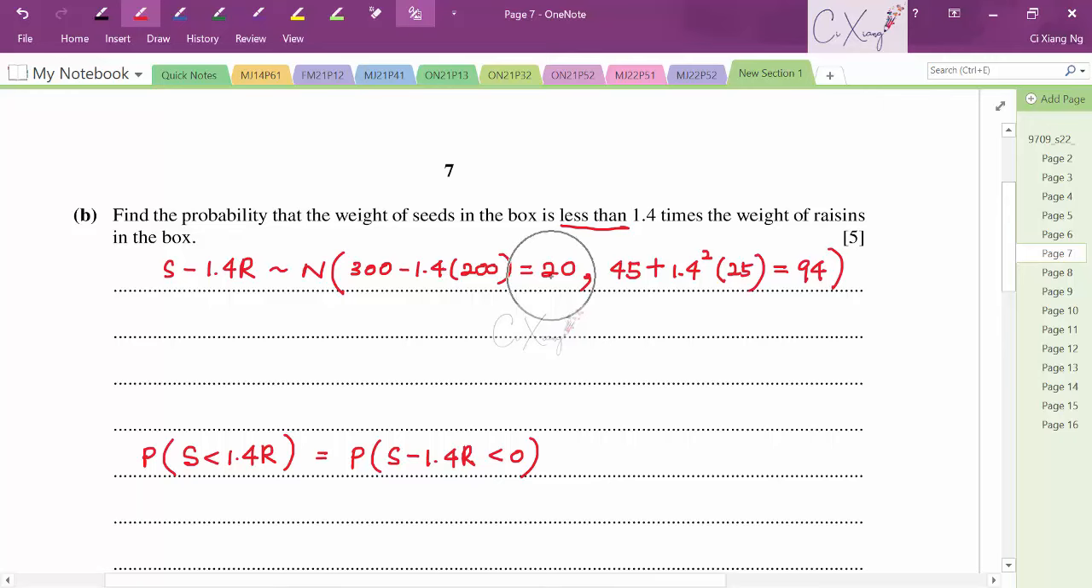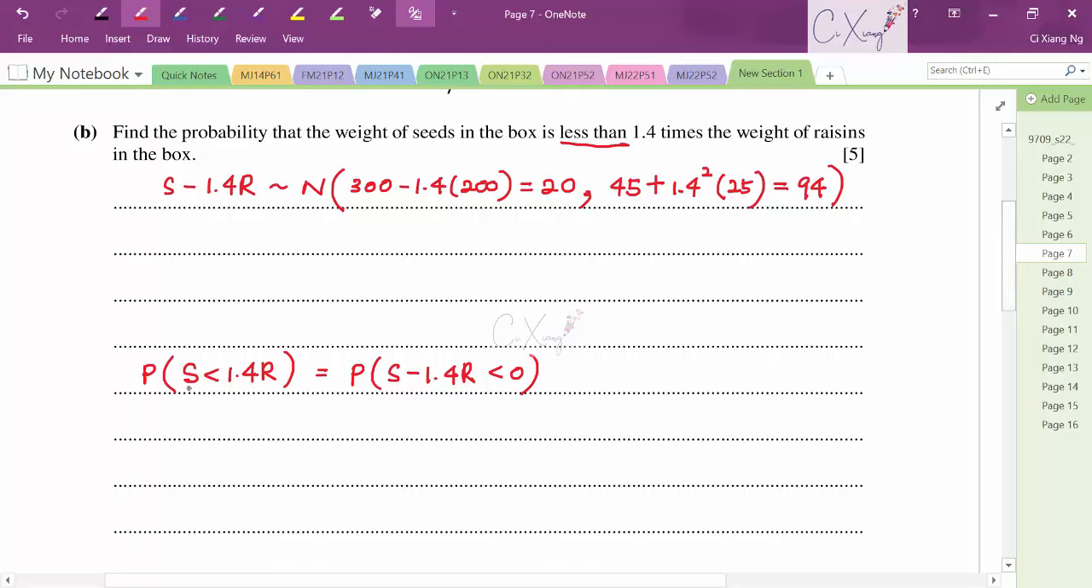So once I get the mean and also the variance, now I can start the calculation for S smaller than 1.4R. So again, first step, you try to move the 1.4R to one side so that you gather all the variables at one side. Since we know that this is normally distributed, therefore you have to change it to become Z. How to change it to become Z? You have to standardize it. So you are taking 0 minus the mean, so minus 20, divided by standard deviation. So my variance is 94. Standard deviation will be square root 94.